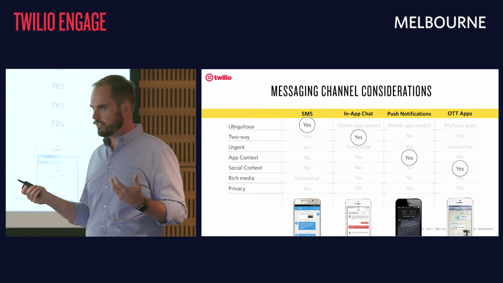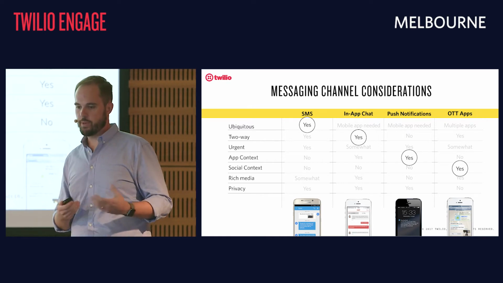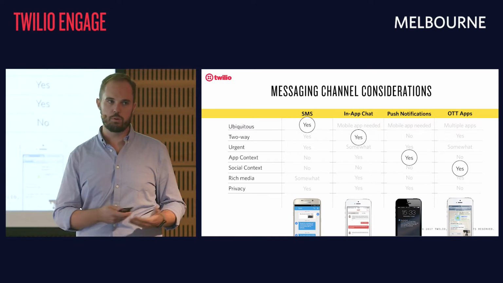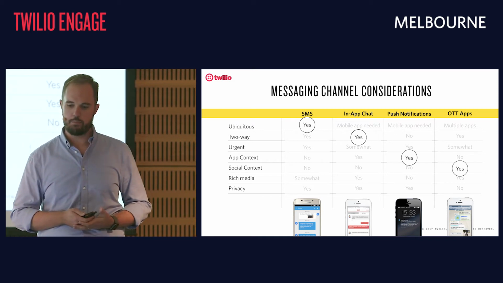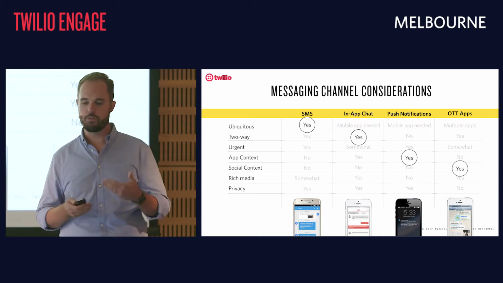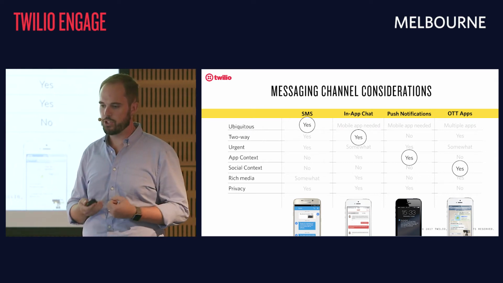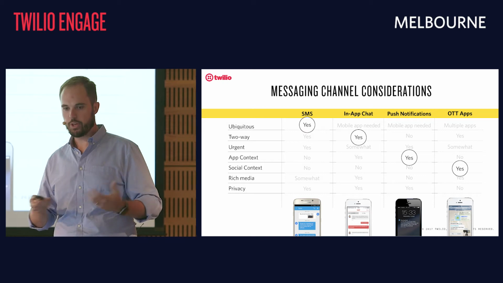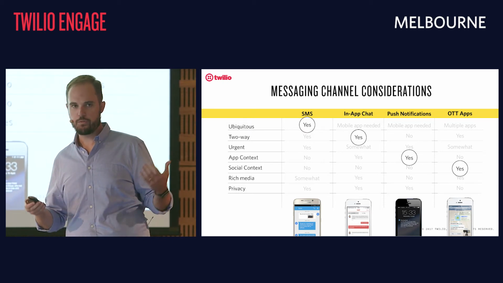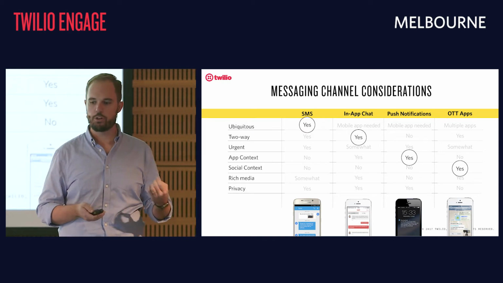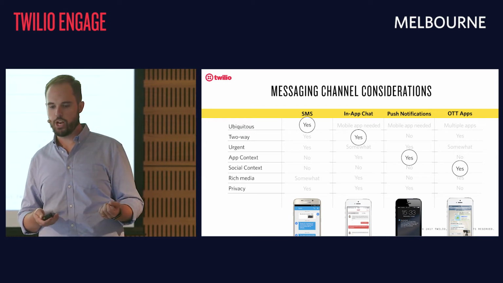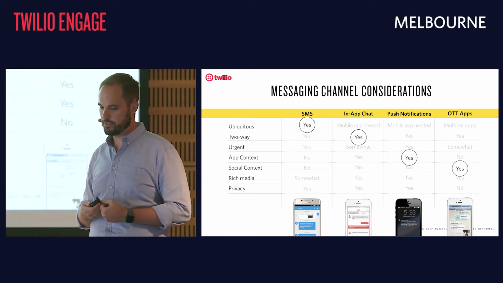But messaging has another challenge, because it's not just about SMS anymore. Customers are now reachable on many, many channels. And you may want to build in-app chat, or you might want to use push notifications. There's also over-the-top and social messaging channels that you might want to reach your customers at. And the challenge for a business is, how do you ensure that you can reach your customers on their preferred channel at the right time and in the right context?